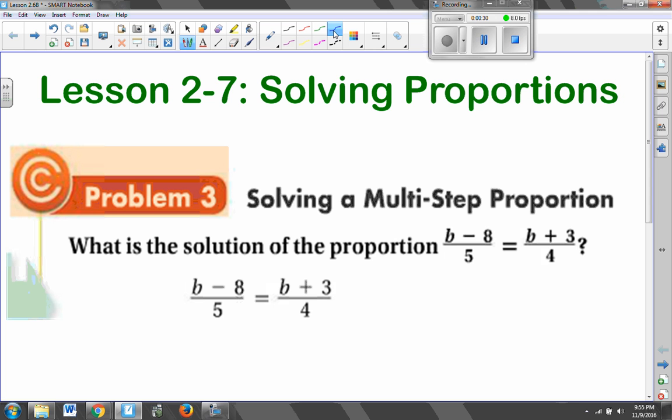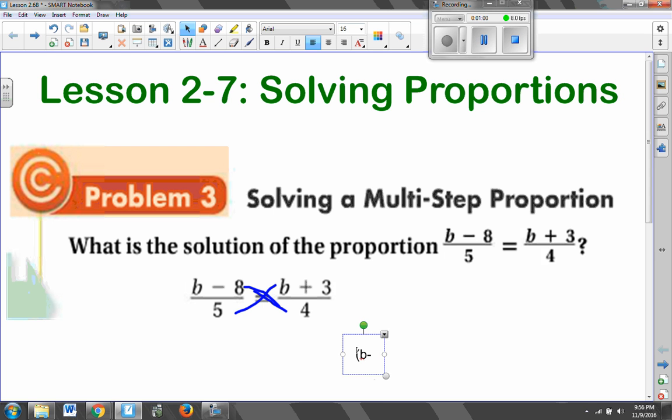But let's look at the type of problem that I'm expecting you to solve in your practice problems tomorrow. Say we have this proportion, b minus 8 over 5 is equal to b plus 3 over 4. I'm looking for the number that I could put in for b that would make this true. So I'm going to multiply the bottom left towards the top right and the top left towards the bottom right, as we did in our last video with our cross multiplication.